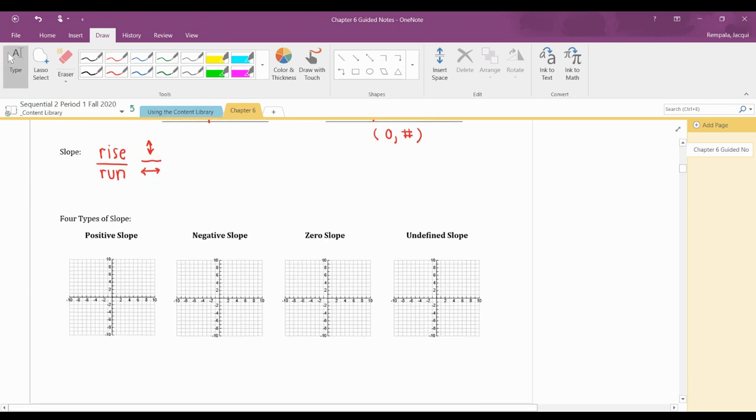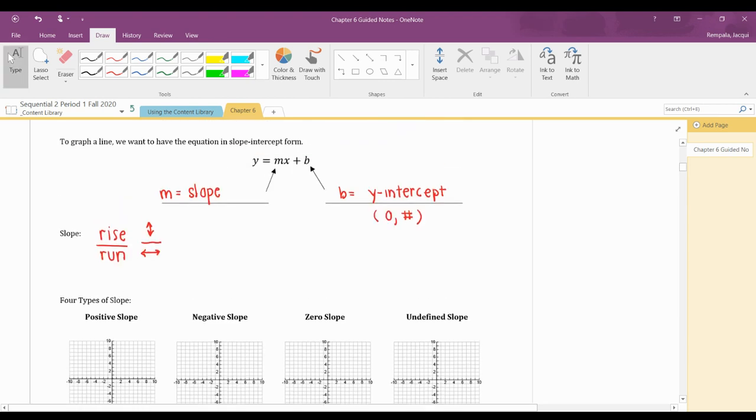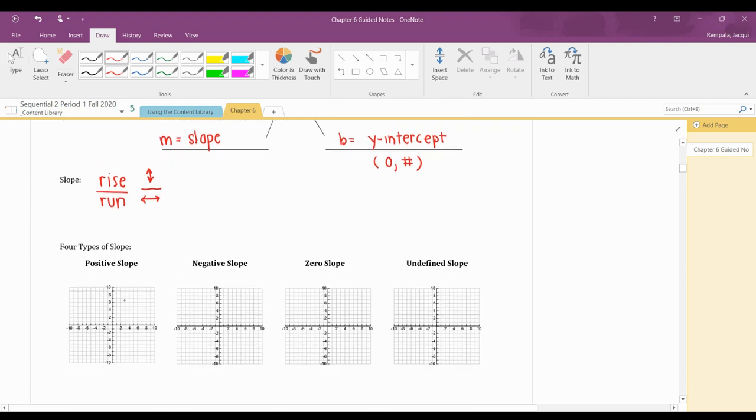There are 4 different types of slope. There's positive slope, negative slope, 0 slope, and an undefined slope. Anytime you see a positive number to represent that letter m, that is going to be a positive slope. And when we graph a line, you always read a graph going left to right. Notice how from the left heading towards the right, it's going up. It's heading up towards positive numbers.